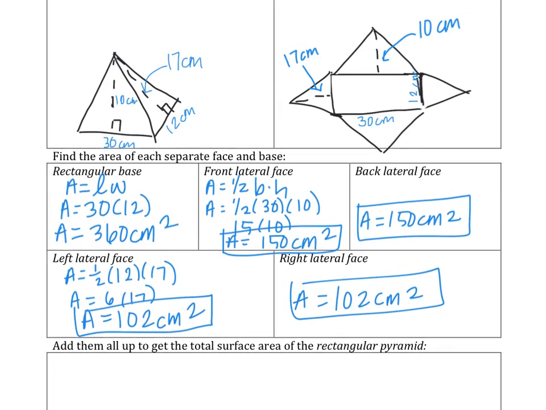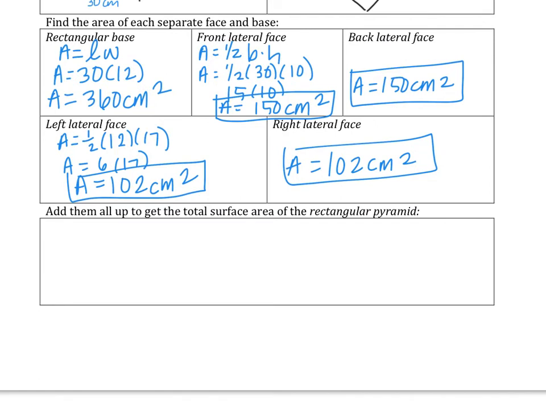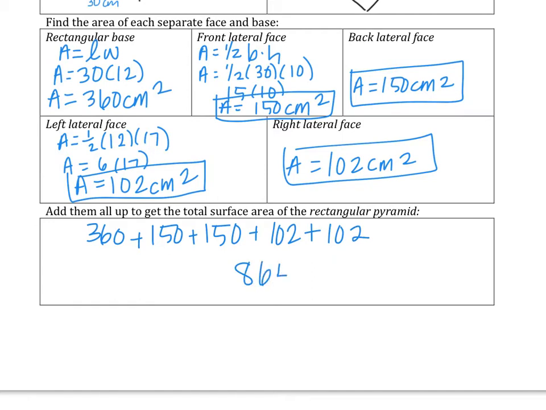Okay, so now we're going to add them all up. I'm going to take all of these sums right here, and we get 360 plus 150 plus 150 plus 102 plus 102. And we add those all up and we get 864 centimeters squared for the surface area of that rectangular pyramid.